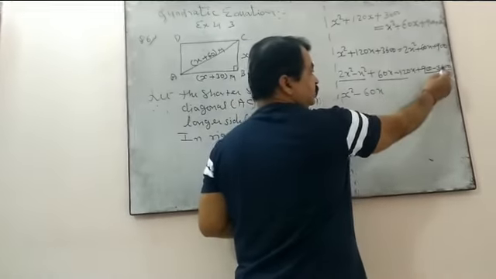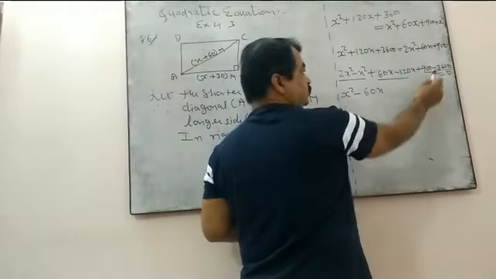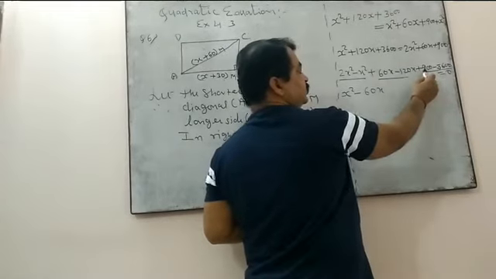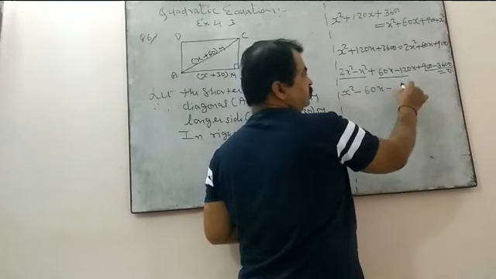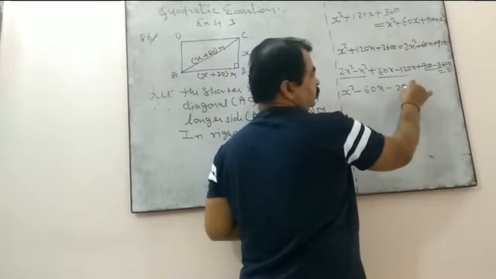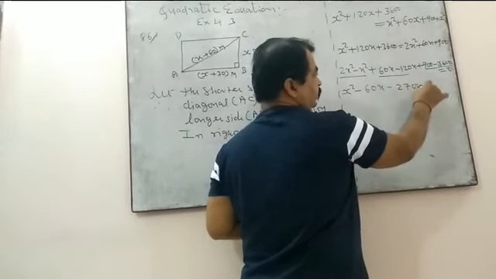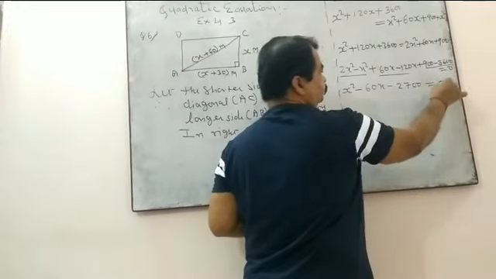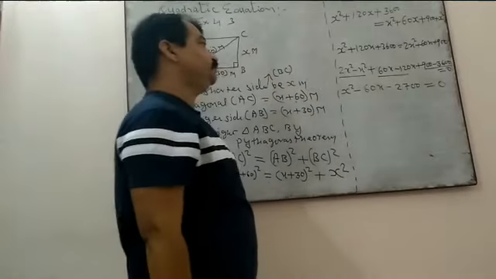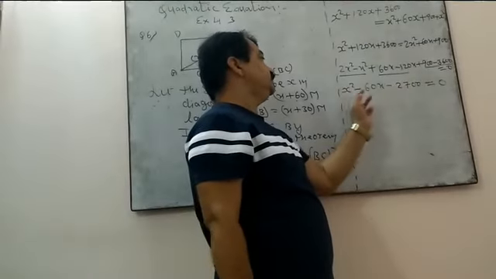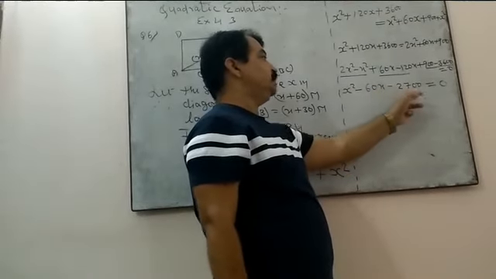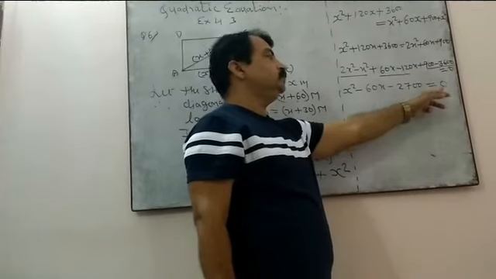900 minus 3600. 36 minus 9, what do you get? Minus something, 2700. I think so. You can confirm. Right? Now we got the standard form of the quadratic equation: x square minus 60x minus 2700 equal to 0.